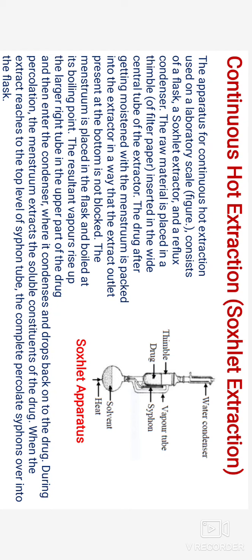Where is the condenser? At the top, a water condenser is used during the heating. The condensed hot solvent runs into the thimble, then soaks the material and extracts the desired constituents from the plant materials. These are the processes in the Soxhlet apparatus.